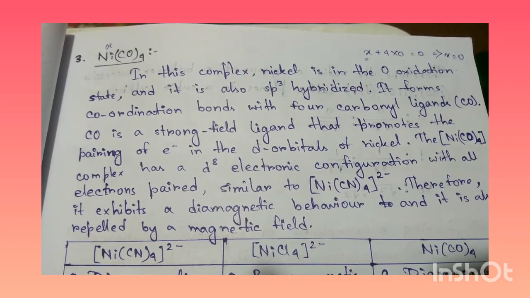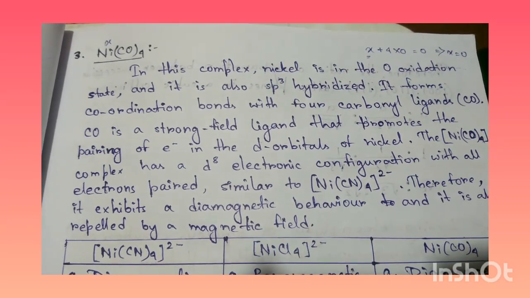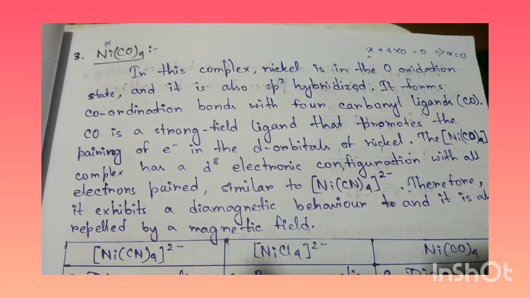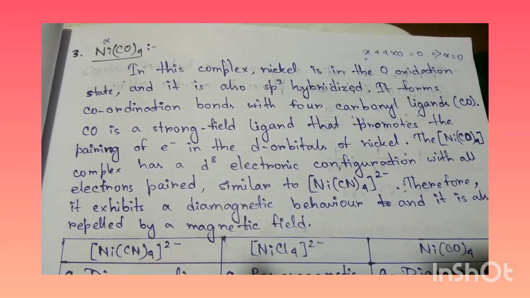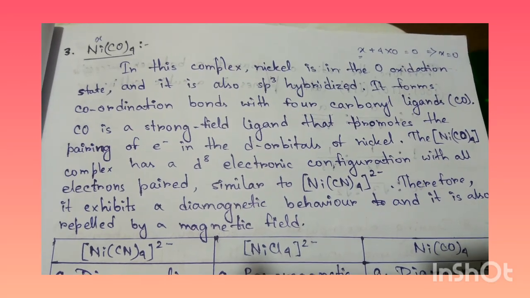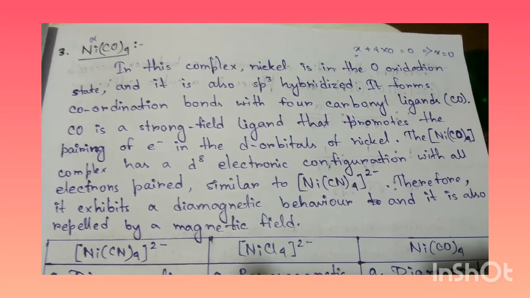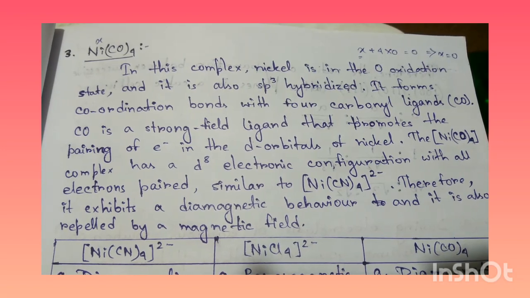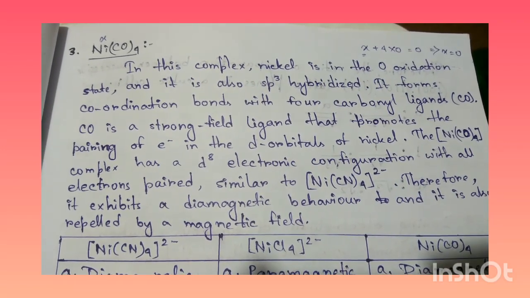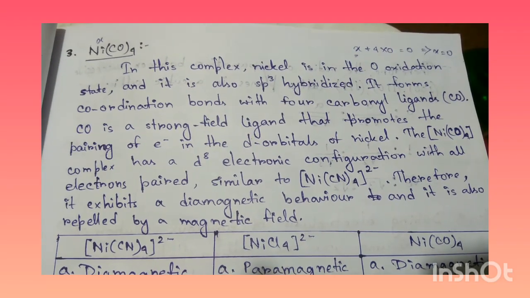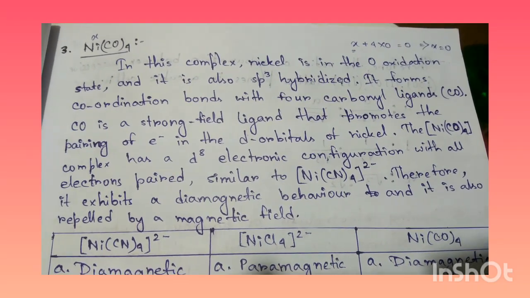CO is a strong field ligand that promotes the pairing of electrons in the d orbitals of nickel. The Ni(CO)4 complex has a d8 electron configuration with all electrons paired, similar to [Ni(CN)4]2-. Therefore, it exhibits diamagnetic behavior and it is repelled by a magnetic field.